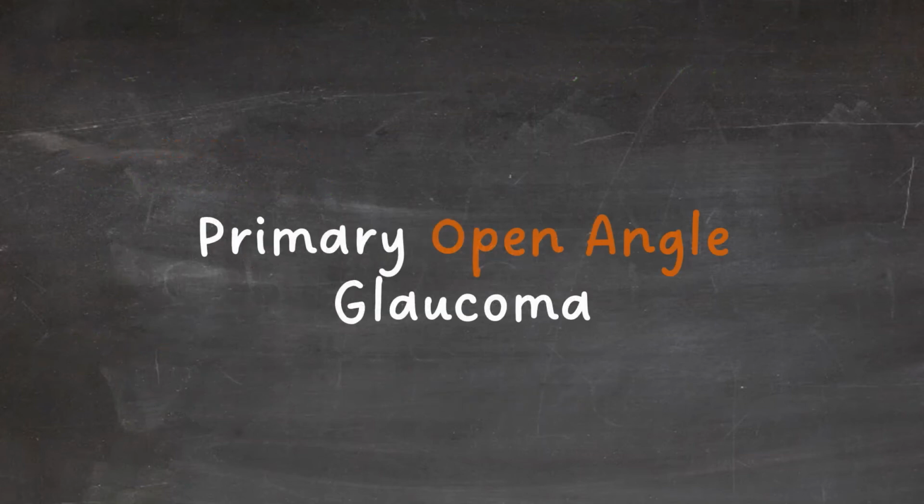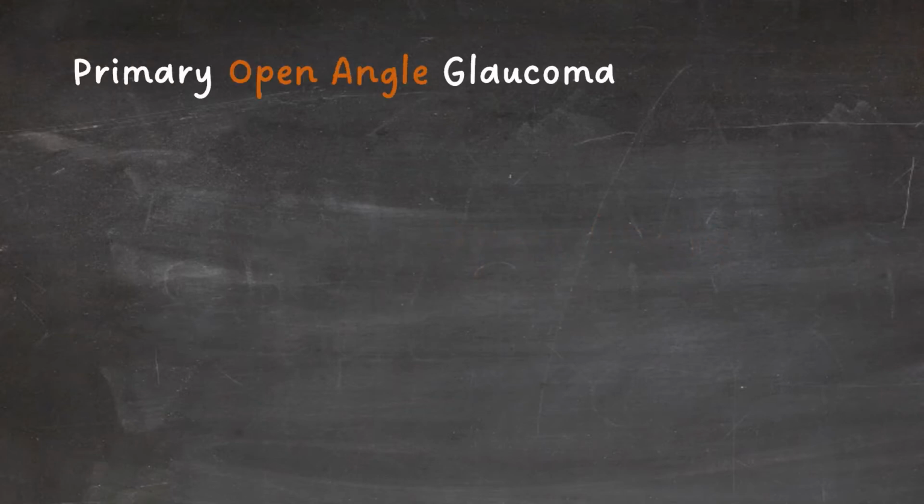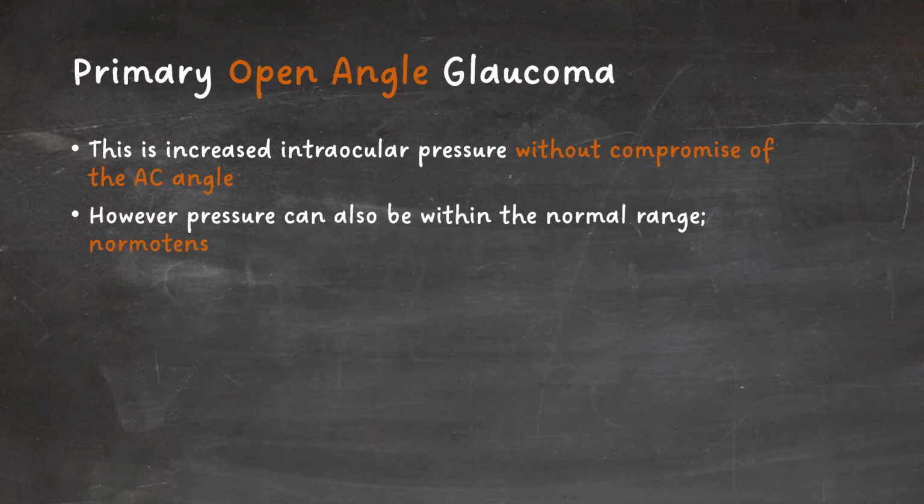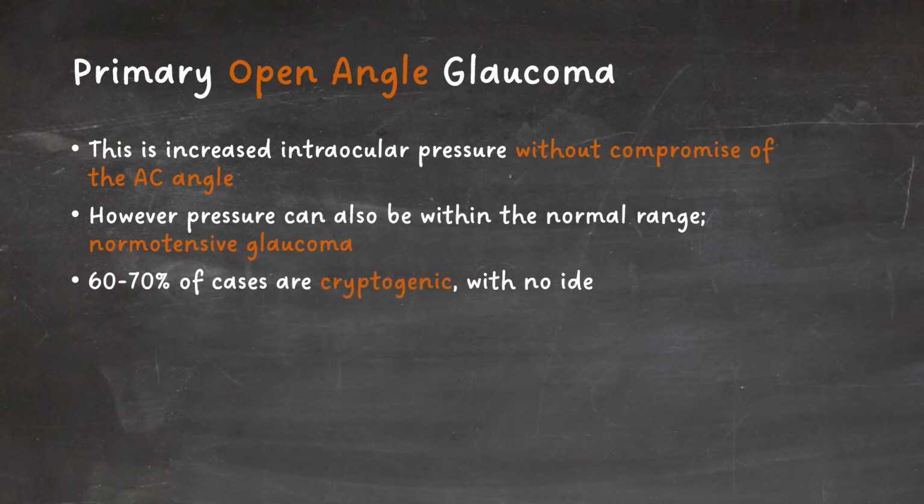Now let's move on to open angle glaucoma. As we mentioned, this is glaucomatous changes occurring in the eye without compromise to the AC angle. Pressure can be increased or normal. And as with primary closed angle glaucoma, the direct reason why pressure increases is unknown in the majority of cases.